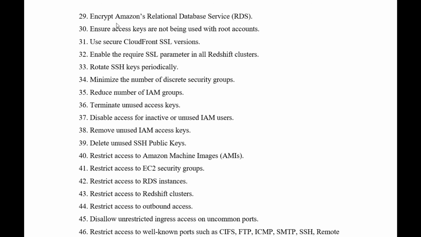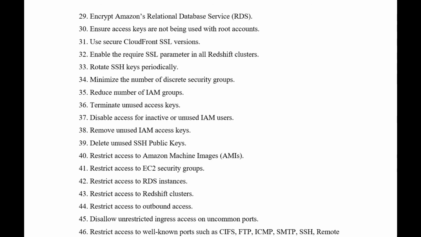Disable access for inactive or unused IAM users. If you are aware that one of the users is not accessing resources using that IAM user, you better disable that user and remove unused IAM access keys. Again, delete unused SSH public keys. If you don't use any public keys for any connectivity, you better remove those public keys from the AWS resources. Restrict access to Amazon Machine Images.